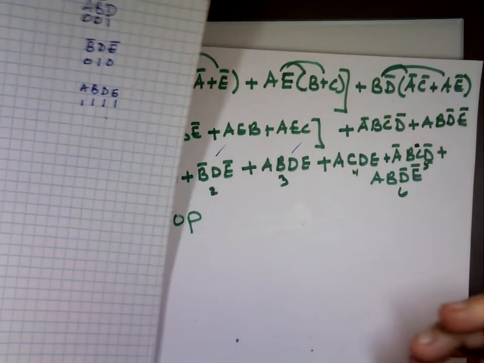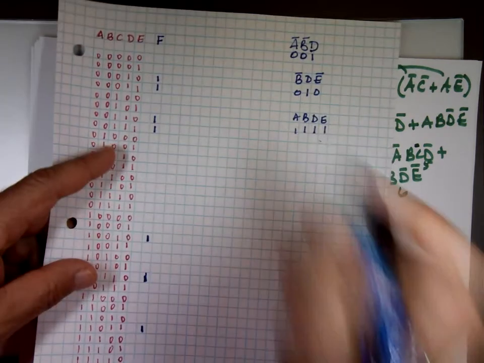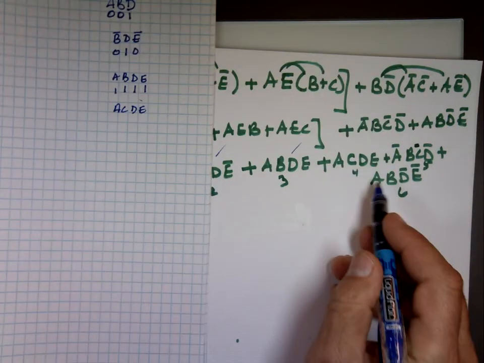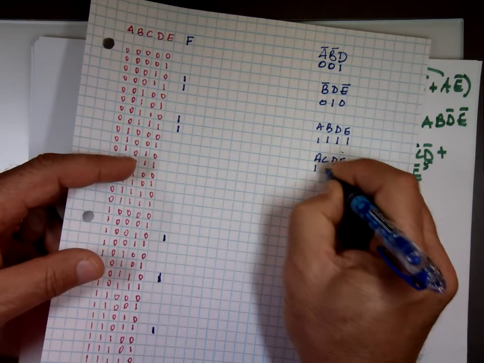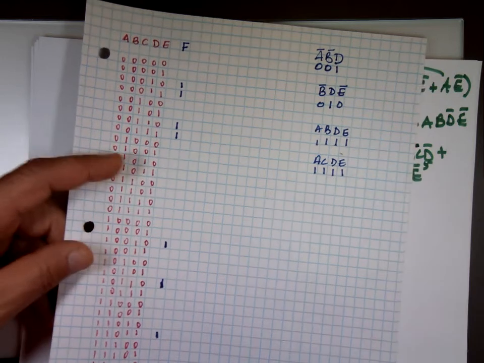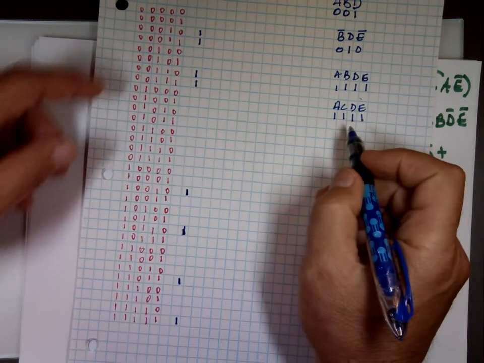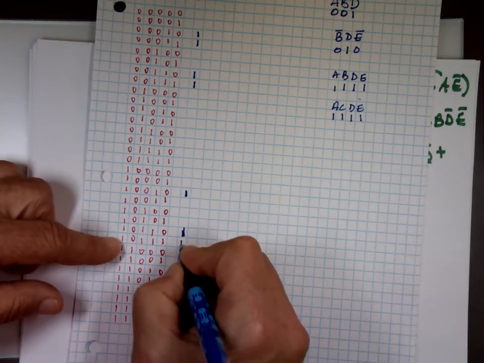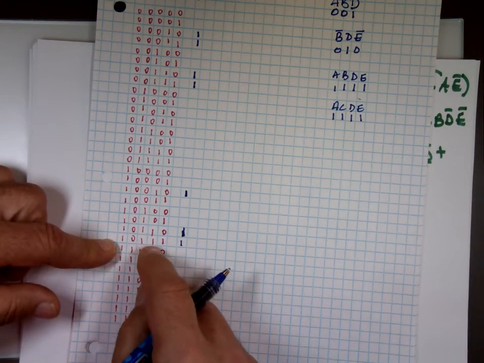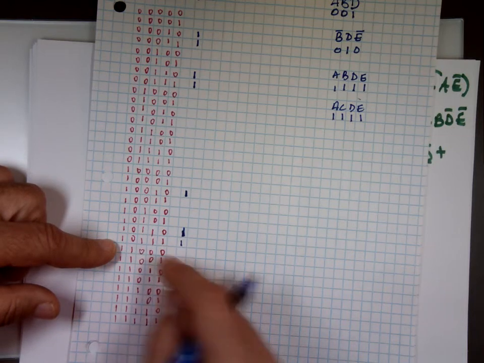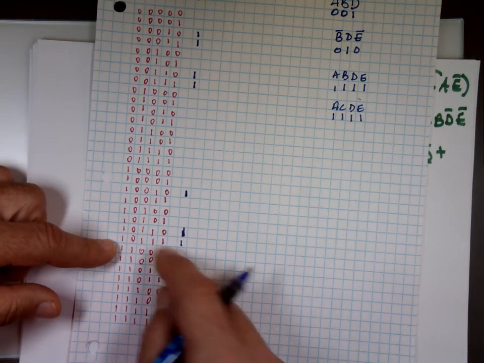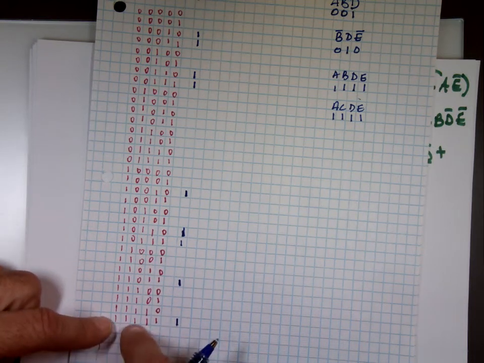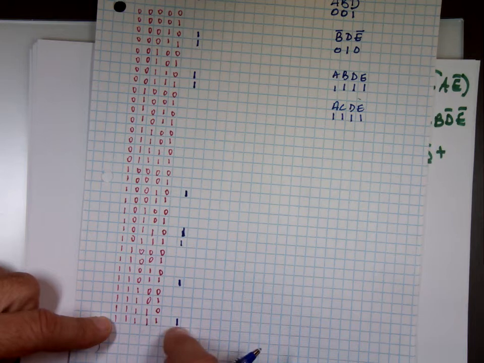The fourth one, A, C, D, E. A, C, D, E, no complement. 1, 1, 1, 1. A is 1, C is 1, D is 1, E is 1. Here's one of them. And the other one is this one. A is 1, C is 1, D is 1, E is 1. It's already a 1 there.